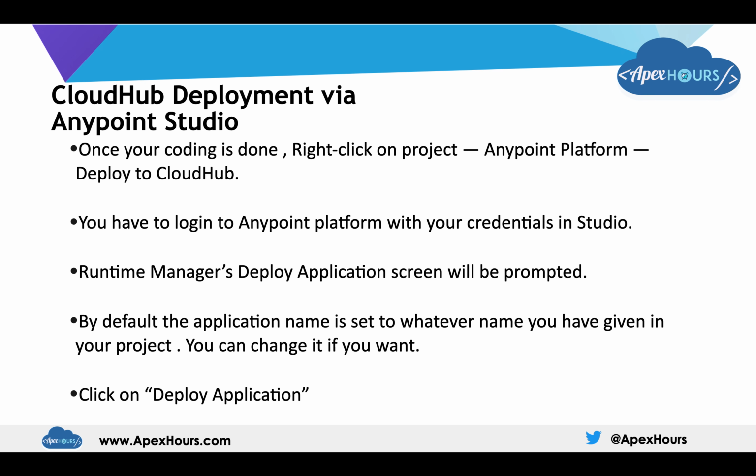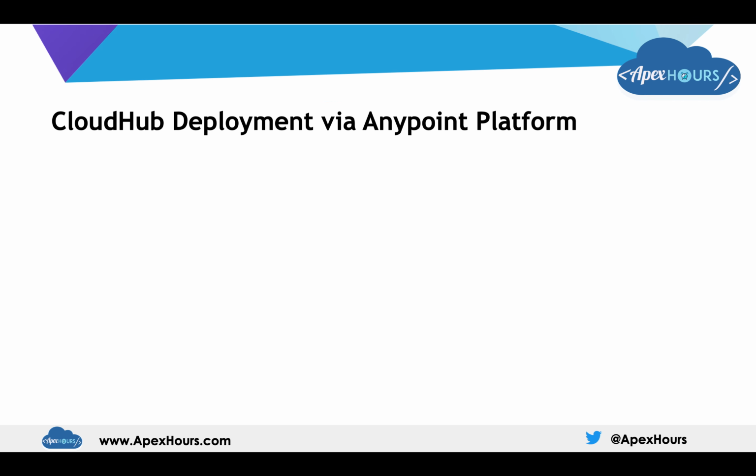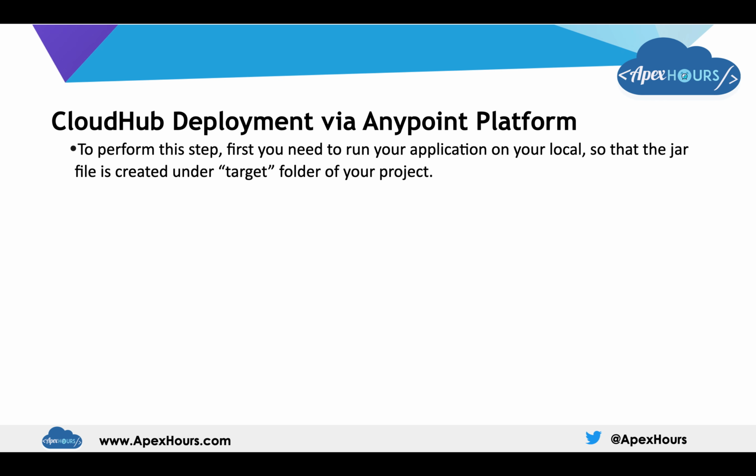Okay, so to deploy an application via Anypoint Studio, you just right-click on the project, go to Anypoint Platform, and click on Deploy to CloudHub. You have to log into your Anypoint Platform, and then it will show whatever is there in Runtime Manager, and you just click on Deploy Application. And via Anypoint Platform, I would usually recommend this step.